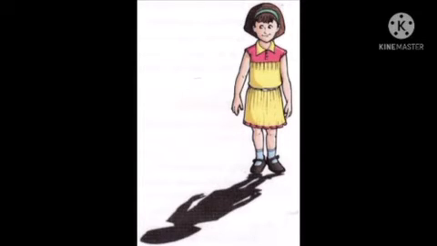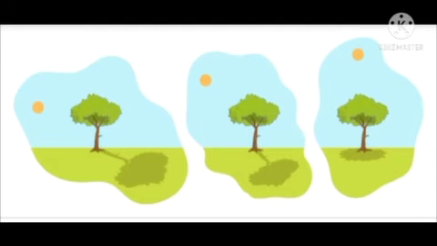Correct? So if an opaque object comes in the way of a light source, light does not pass through it. As a result, the light does not reach the wall or any other surface on the other side of the object. That part remains dark. This dark part is called the shadow of the object.